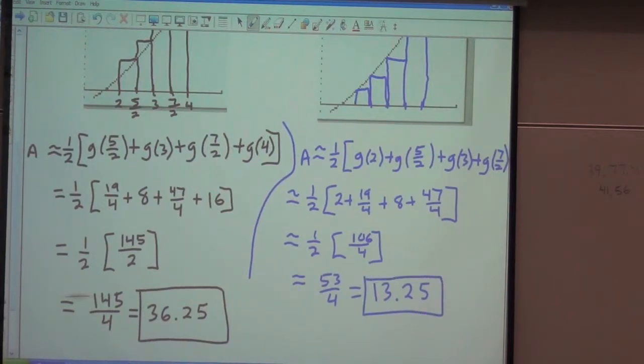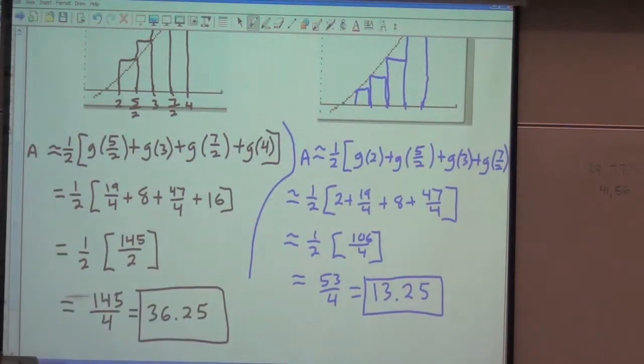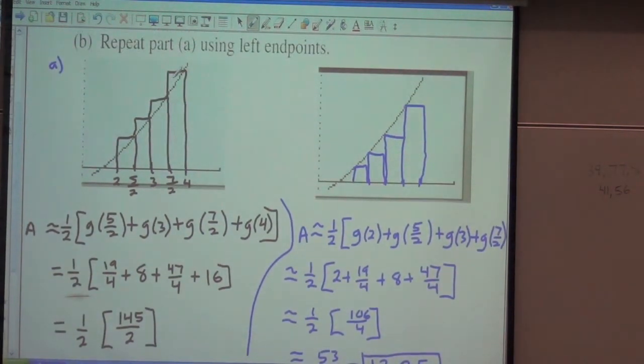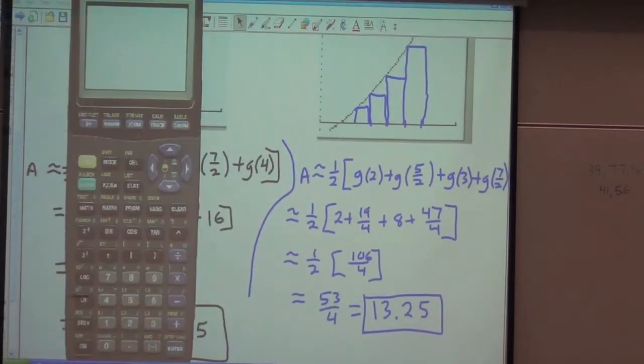So Aaron, what do we know about the actual area? It's somewhere in between those two, right? Yeah, well, if you look at our rectangles, look at how much above this one went and how far below this one was. So we've got that big of a discrepancy. Now we can actually find that actual area.